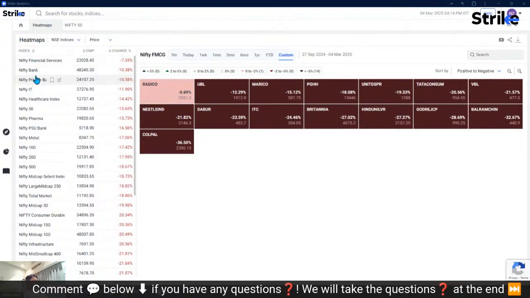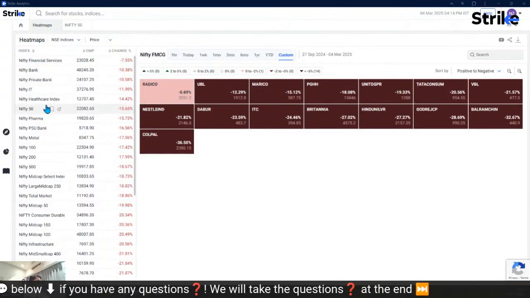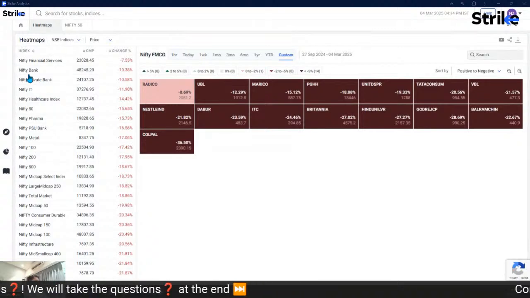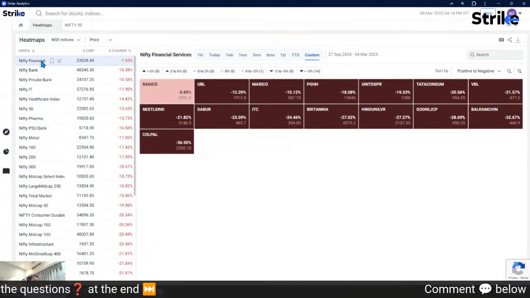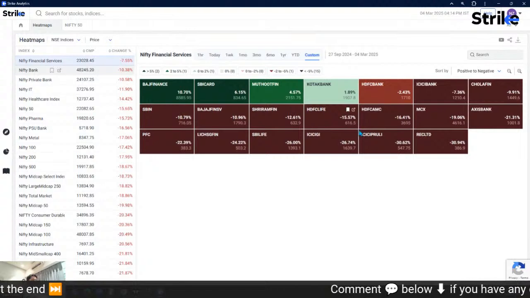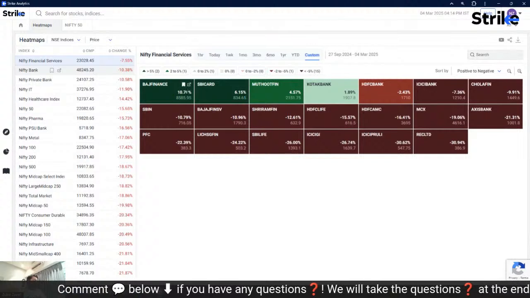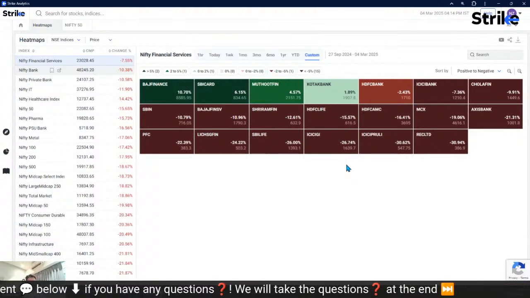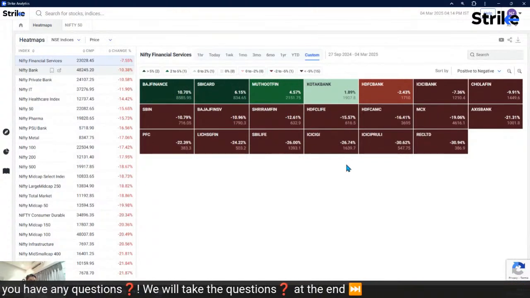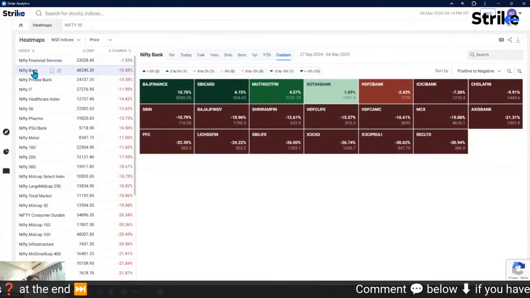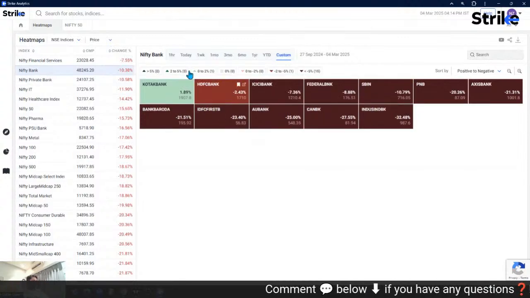So yeah, financial services, banking, private bank, IT, healthcare. These are the sectors that we can watch out for. And in financial services itself, when the market was down, Bajaj Finance, SBI Cards and Muthoot Finance are the stocks which went up from October till date. They are up by 10, 6, and 4% respectively. Similarly, you can check out stocks. So these are the stocks to focus on.